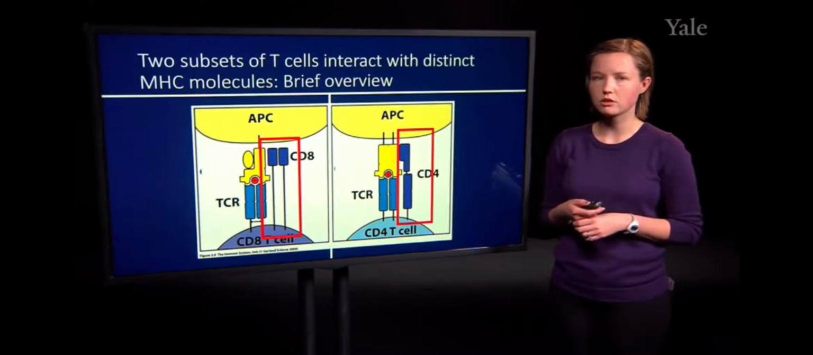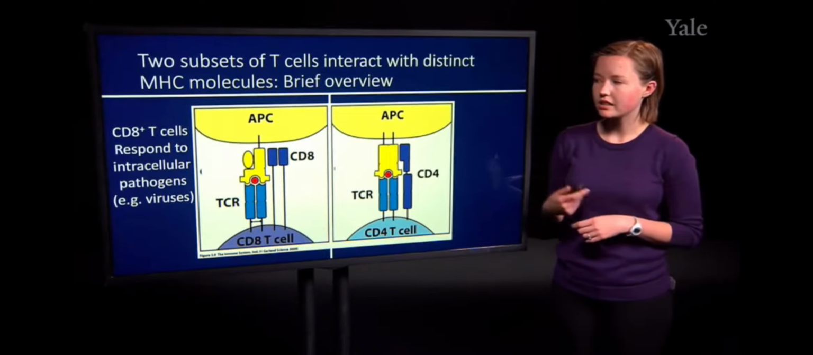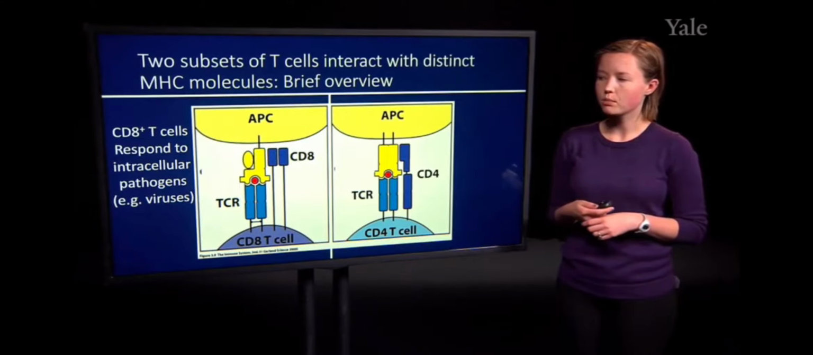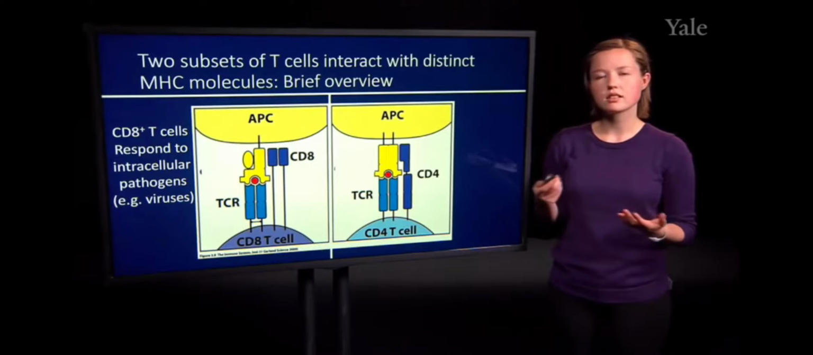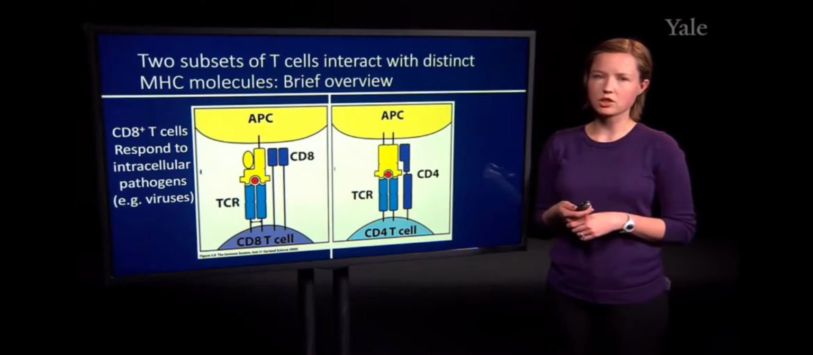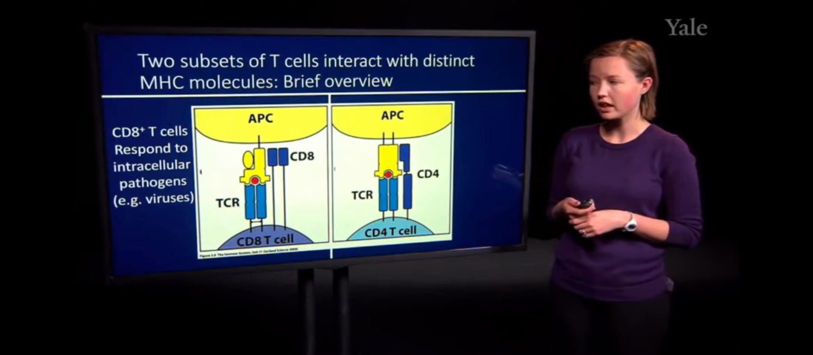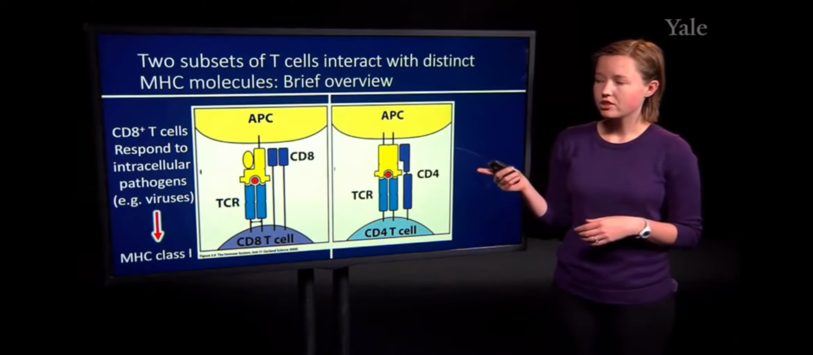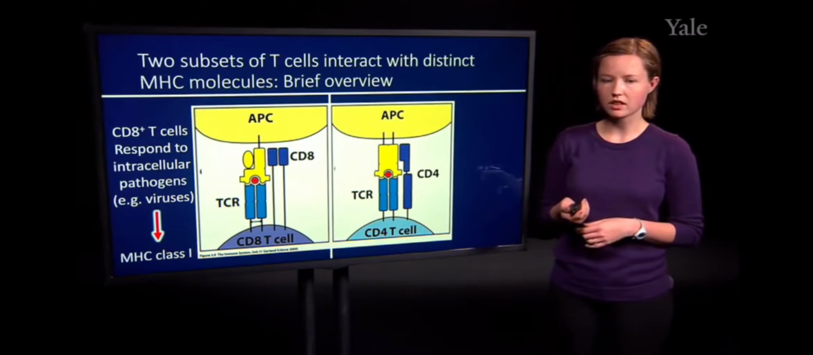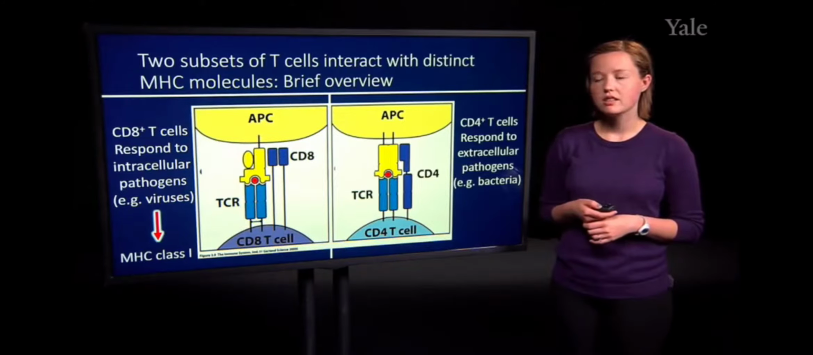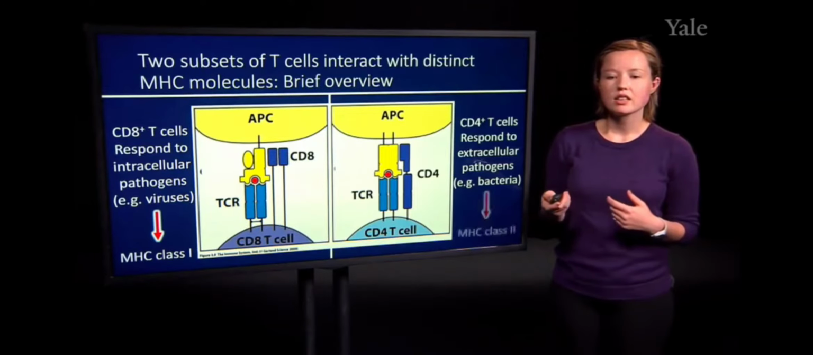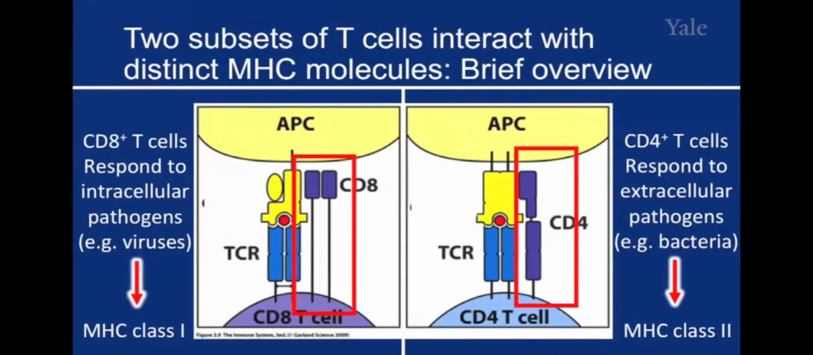So for our CD8 positive T cells, it's important to remember that these T cells are going to respond to intracellular pathogens, such as viruses, and this will help to explain why antigen presentation happens the way it does for MHC Class 1. As mentioned previously, these CD8 T cells are going to see their antigen when it is presented on MHC Class 1. By contrast, CD4 T cells are going to respond to extracellular pathogens, and these extracellular pathogen antigens are going to be presented on MHC Class 2.